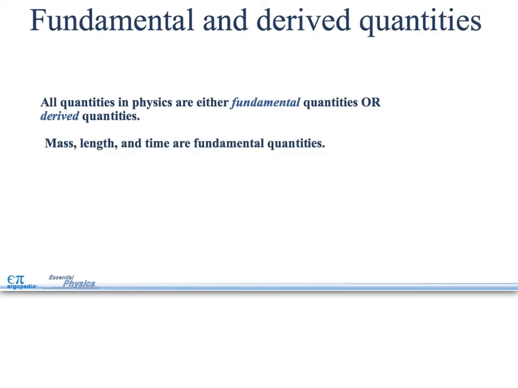All quantities in physics are either fundamental quantities or derived quantities. Mass, length, and time are fundamental quantities. They're not derived from something else.